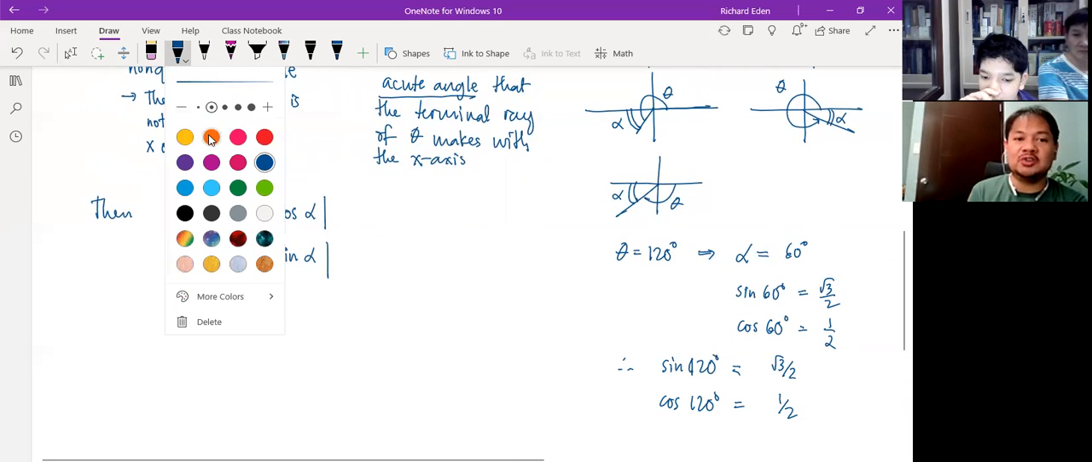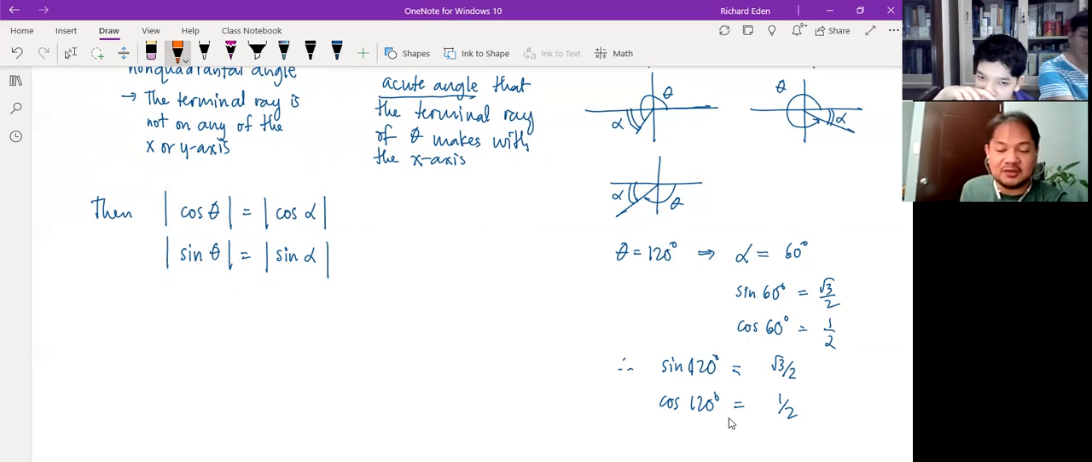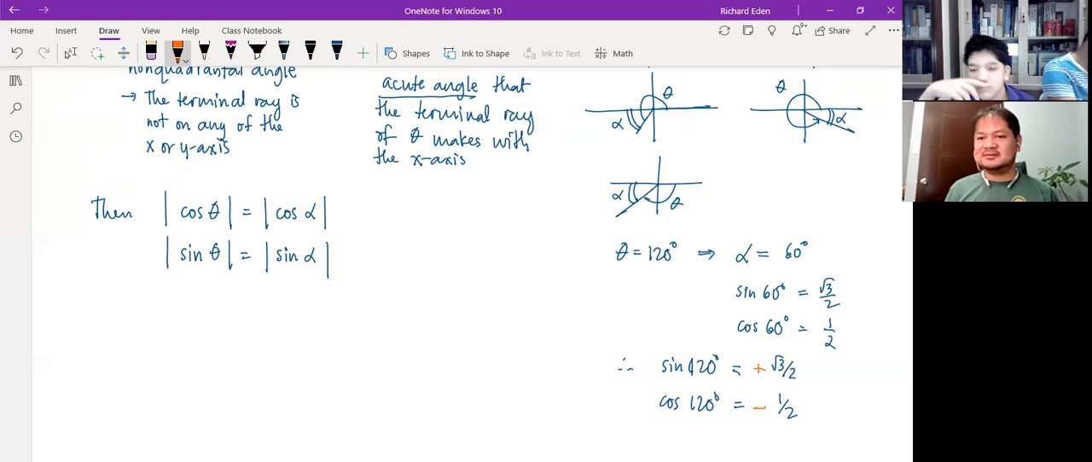Now, the only thing that we need to determine is, is it going to be exactly the same, or are we going to have to put a negative sign? Now, 120 degrees is in the second quadrant, and so the y coordinates there are positive. Therefore, sine 120 degrees is, no modification needs to be done, square root of 3/2 itself. 120 degrees being in the second quadrant, where x coordinates are negative, that means cosine 120 degrees has to be negative. Therefore, this should be negative 1/2. All right?